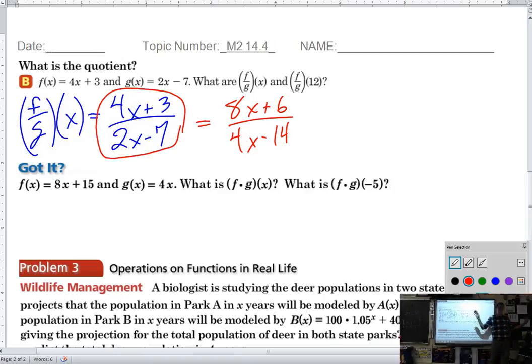When there's addition and subtraction going on in the numerator and denominator, you might be able to manipulate it a little bit, but there's no reason to. You'll leave it like that. That's your function that you would type into your calculator.